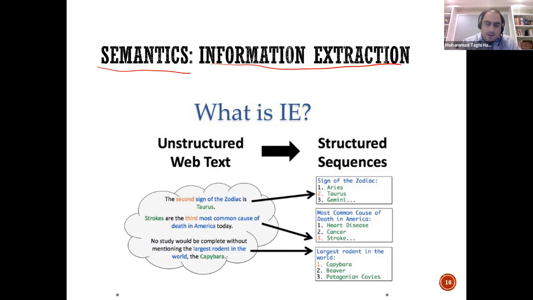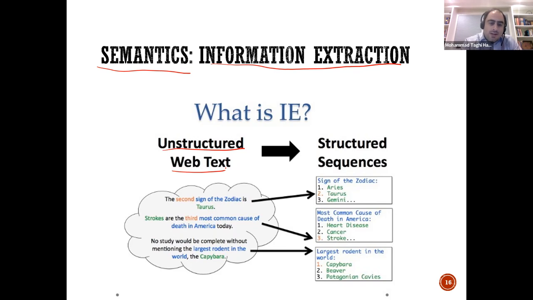So what is IE, or information extraction? You have some unstructured web text, for example, the kind that you get from the web. And from this, you need to get it into a structured form. In particular, you should be able to answer some questions.